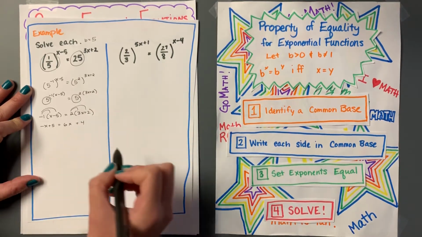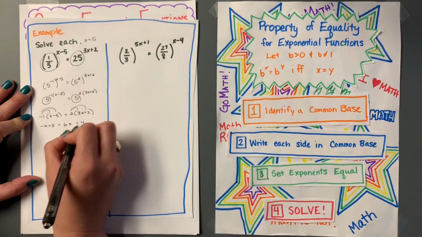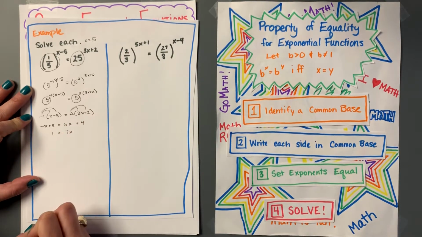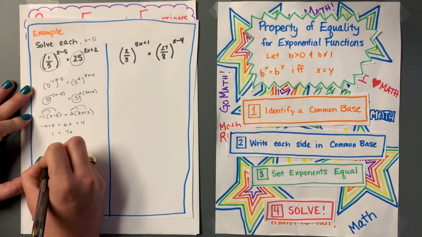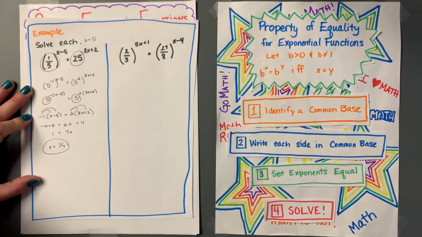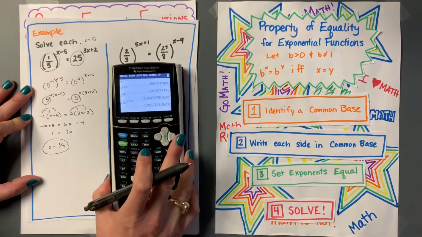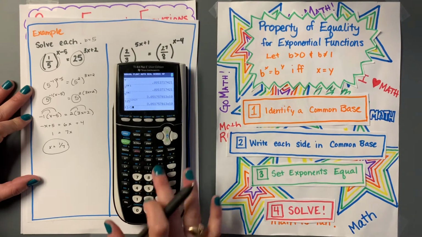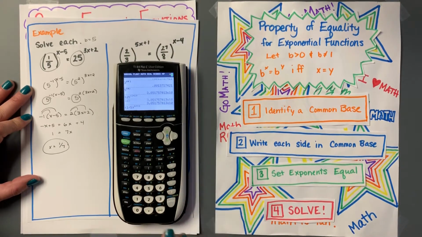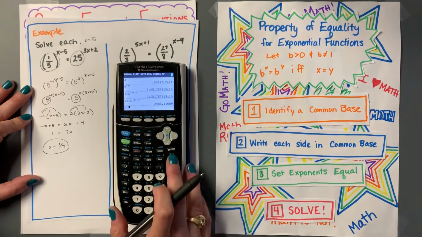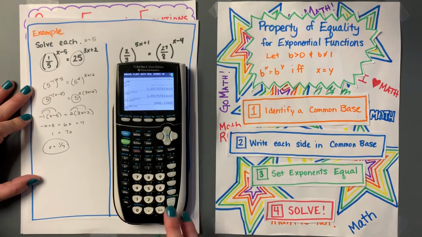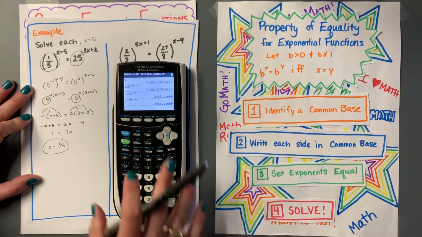I'm going to gather the x's on one side and everything else on the other. So subtract 4, that gives me 1. Add x, that gives me 7x. So 1 is equal to 7x. x is equal to 1/7. And if I go ahead and check this on my calculator, I have (1/5) raised to the 1/7 minus 5 and 25 raised to the 3 times 1/7 plus 2. I get the exact same number for both of them.